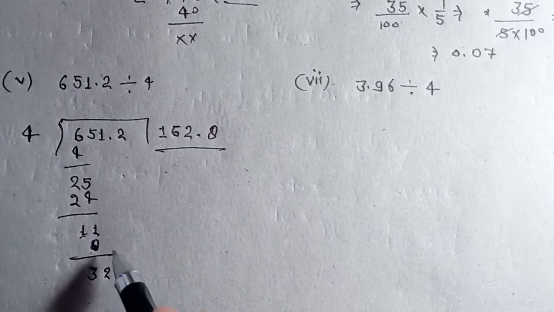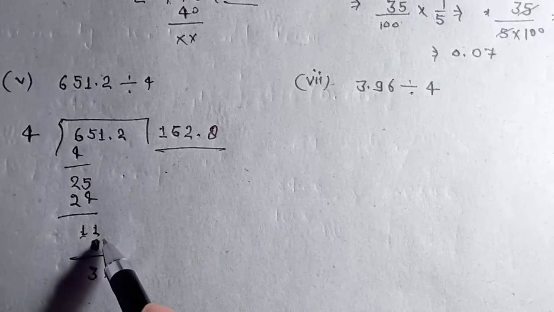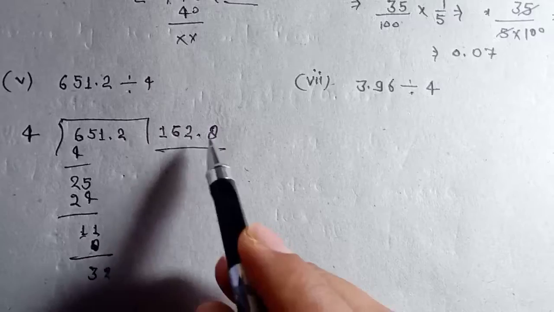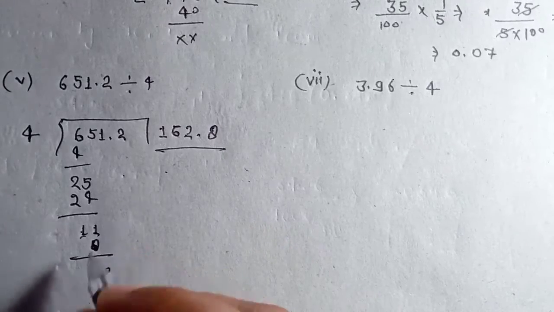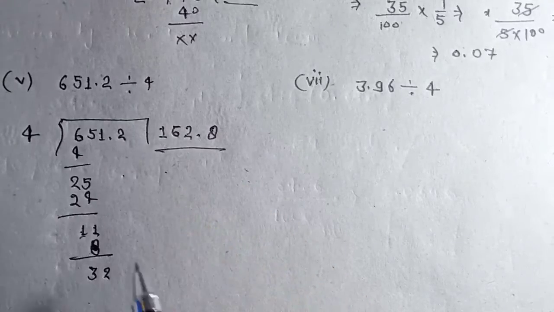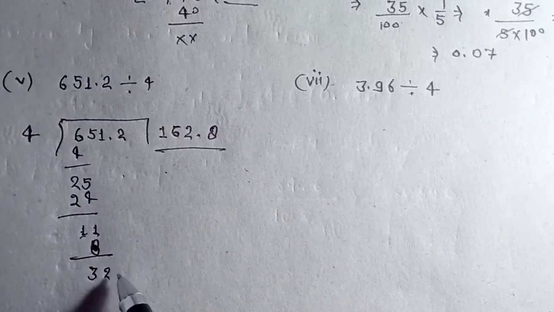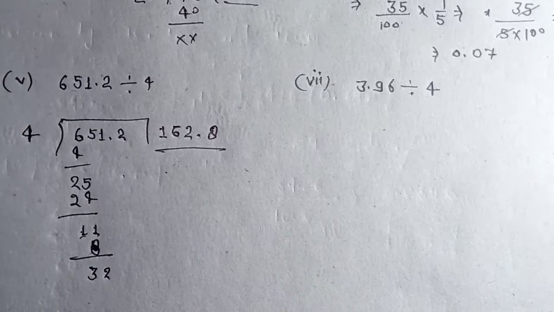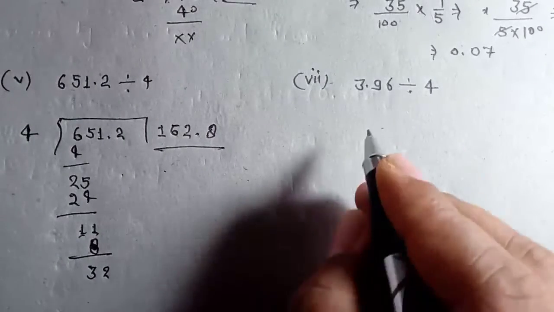25, it is 24, 1 is left, this one comes here, and it is 11. 11 divided by 4, you get 8 here, twice it is 8, now 3, and the decimal sign is here, 2 is here, so 4 8s are 32. 162.8 is your answer.